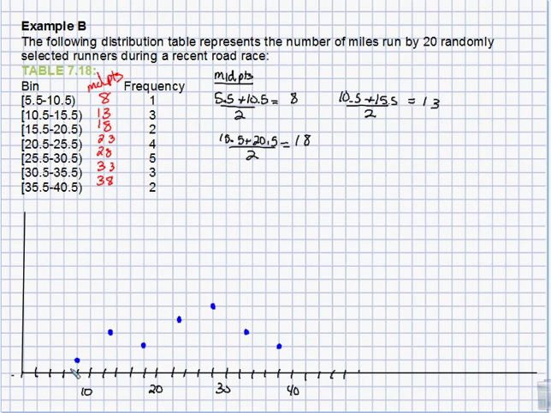Now, I have to go to the midpoint of the interval before. Right? So the interval before 5.5 would have been 0 to 5.5, and that would be 2.75. So I'm going to come over here close to 2 and just put a dot. And then on the other end, it would be 40.5 plus 45.5 divided by 2. So that would have been plus another 5. So yeah, 43. So I'll put a dot here.